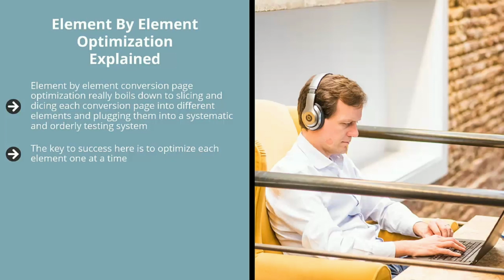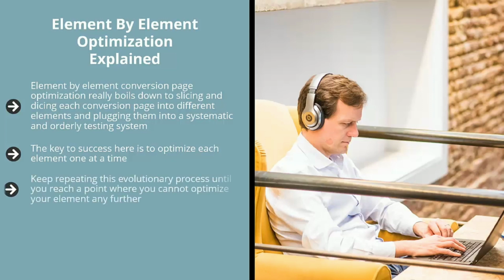For each element, come up with variations. Run your traffic test, and if you see a winner, make variations of that. See if any of the variations get better results than the first variation. Keep repeating this evolutionary process until you reach a point where you cannot optimize your element any further. In other words, you can't get any further improvements in conversions. Once that happens, you switch over to the next element and optimize that as well.